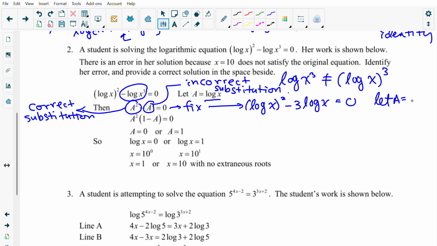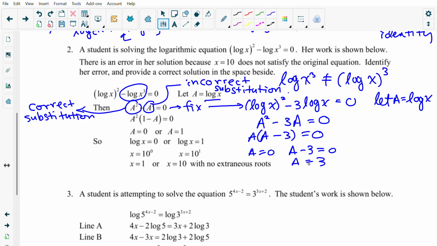Now, I'll do the same substitution. Let a equals the log of x. So that becomes a squared minus 3a equals 0. That is the correct substitution, folks. And then let's solve for a and then unsubstitute and see what we get. So I'm going to factor out an a. A times a minus 3 equals 0. Okay, and then when I solve this, a equals 0, a minus 3 equals 0, a equals 3.